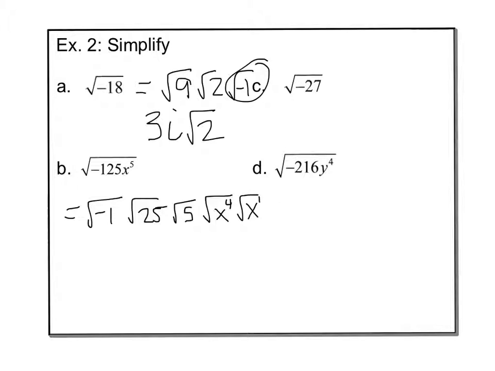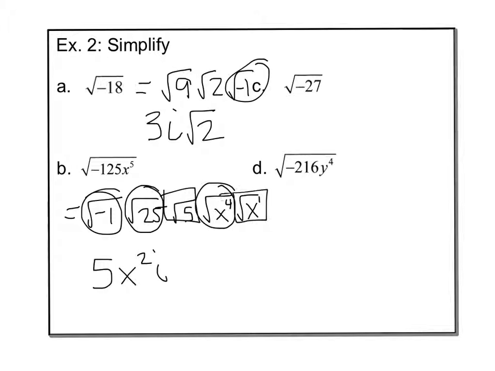A couple of things about writing our imaginary numbers. The real numbers go first. So that means I'm going to start with the square root of 25, which is a 5, followed by the square root of x to the 4th, which is x squared, because an x squared times an x squared is x to the 4th. And then I'm going to write my imaginary number, which is i. And what I am left with is the square root of 5 and x. Those two values still stay under the square root.